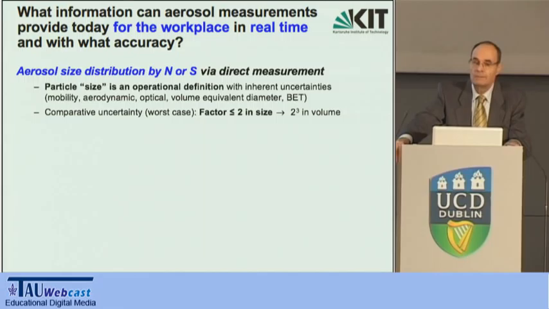You do realize that particle size or diameter is an operational definition in this context. When you measure particles with any kind of device, you don't really measure size physically like you would in an electron microscope. You measure mobility, aerodynamic behavior, optical behavior, and so on and so forth, and therefore you always have an equivalent size. These equivalent sizes don't perfectly agree with each other.